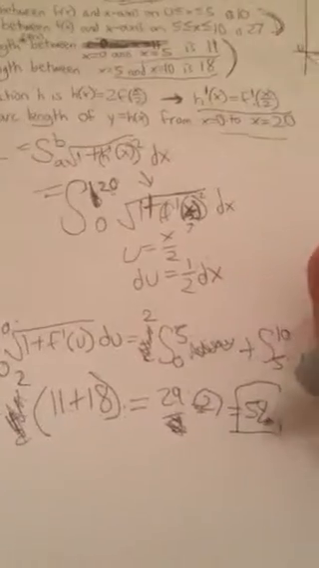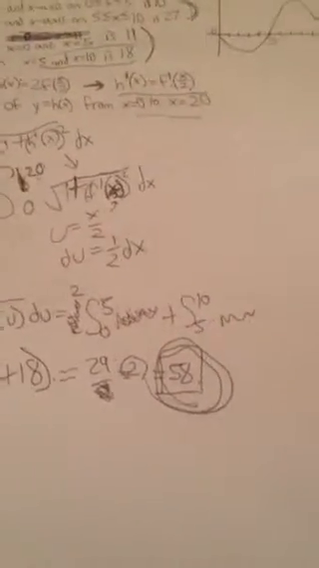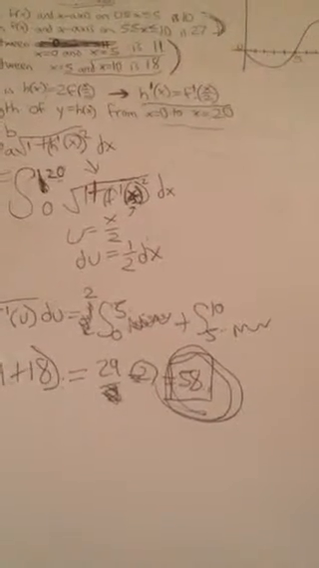29 times 2 will be 58, and that's the right answer. So I hope this clears things up, and I wish you luck on all the practice problems.